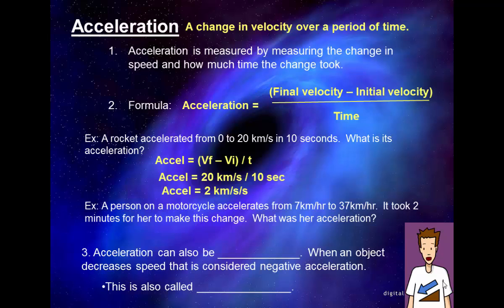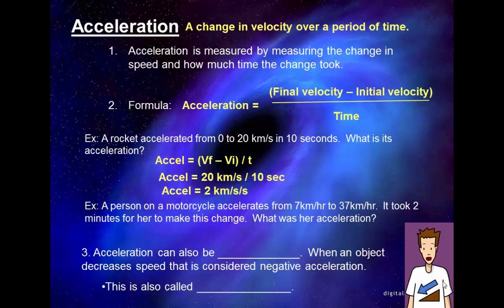Why do you have to say it twice? Because think about what this really means. When we look at this acceleration number, what it's telling us is that every second this rocket is increasing in speed 2 kilometers per second. So each second that goes by, its speed is increasing 2 kilometers per second. That's why we can write this as 2 kilometers per second squared.